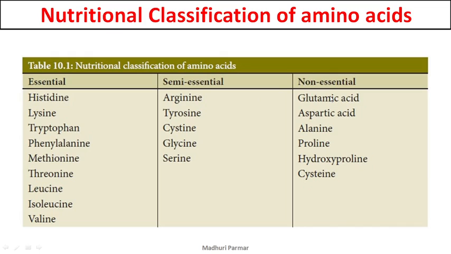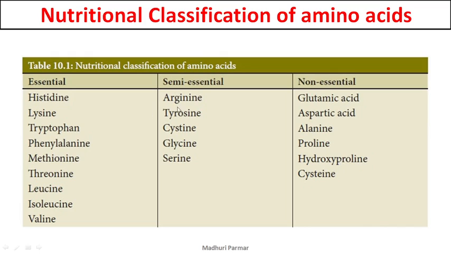Then there are non-essential amino acids. Non-essential are easily made in your body. Examples are glutamic acid, aspartic acid, alanine, proline, hydroxyproline, and cysteine. These are very easily made in your body, and so you do not require them in food.